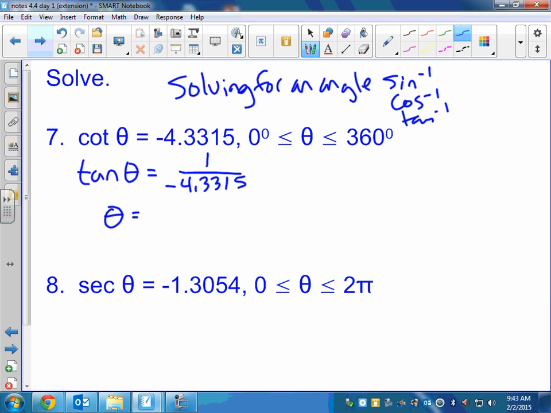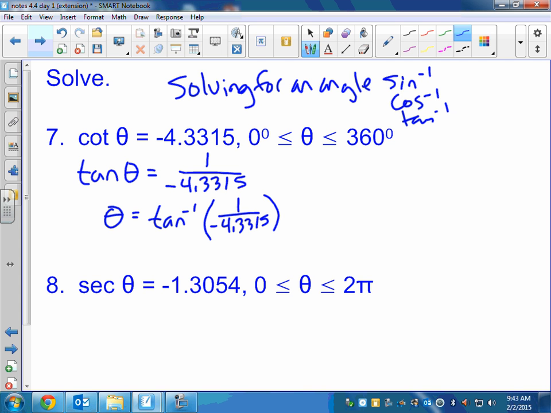So on your calculator, you are going to hit inverse tangent button, and you're going to type in 1 divided by negative 4.3315. What mode should my calculator be in? Degrees, because look at this. It tells me to give my answers between 0 and 360 degrees. So your calculator needs to be in degree mode. So that's important to know, to look at that.